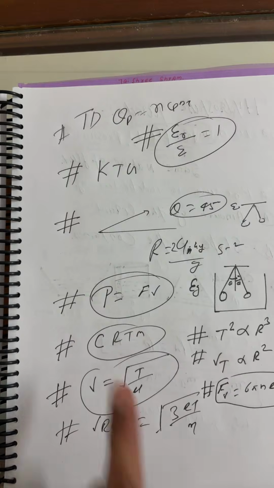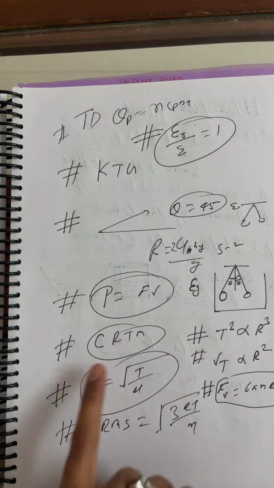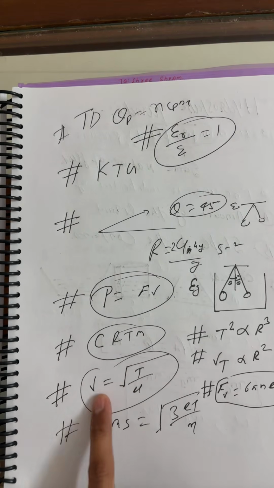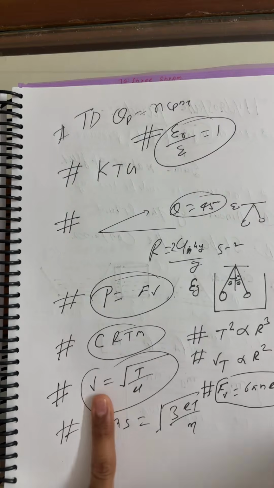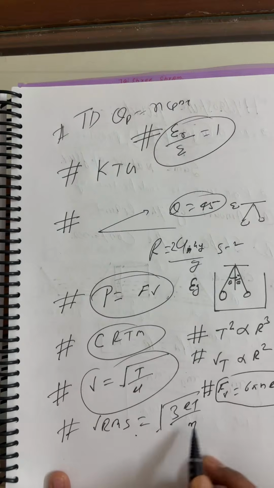Till now they didn't ask CRTM here. So it's highly important, keep it in your mind. They didn't ask directly with this formula: velocity of a standing wave, root of T by m. They can ask. We remember the VRMS formula, root of 3RT by m.